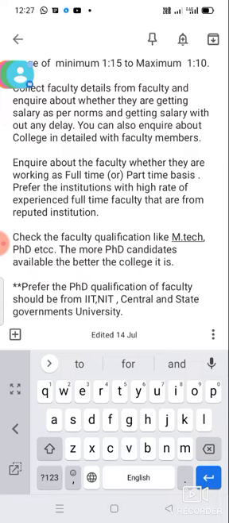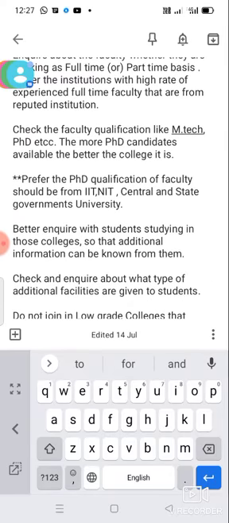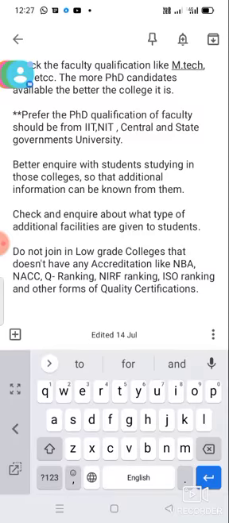And you can even inquire with the faculty who are residing in the current college, how many faculty are there, who are the full time faculty and who are the part time faculty. You need to inquire clearly, and then join the college. So first of all, these are the things that you need to better understand.